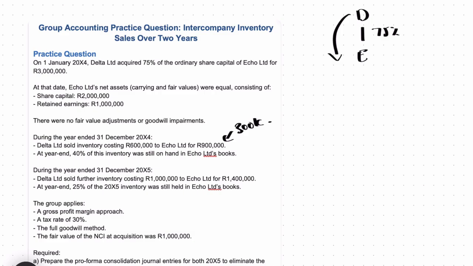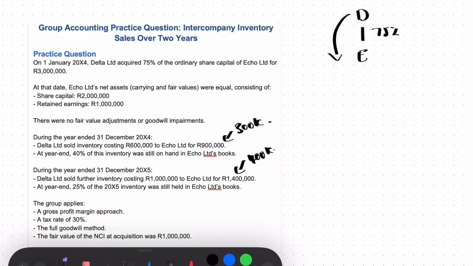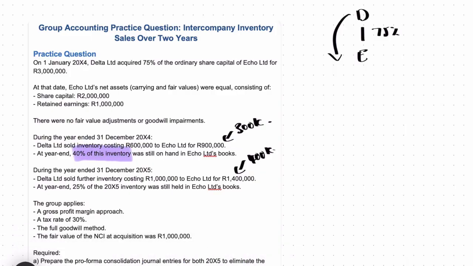And in the current year, they have sold further inventory costing 1 million for 1.4 million. So in the current year, they are making a gross profit of 400,000. At the end of last year, the question tells us that 40% of this inventory was still on hand. And then at the end of the current year, 25% of the inventory is still on hand.